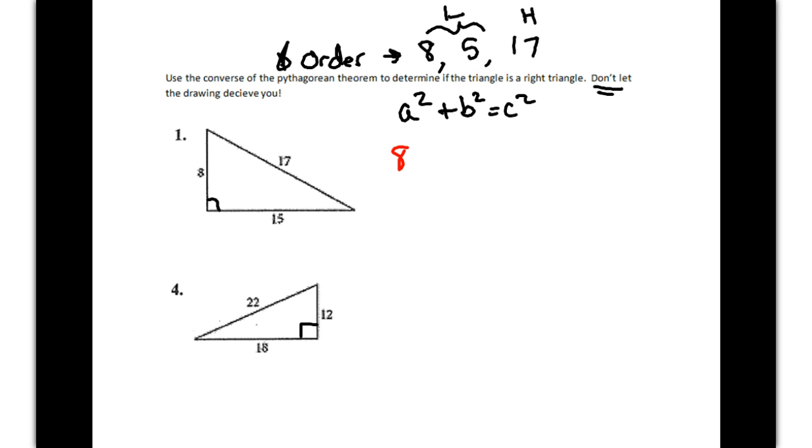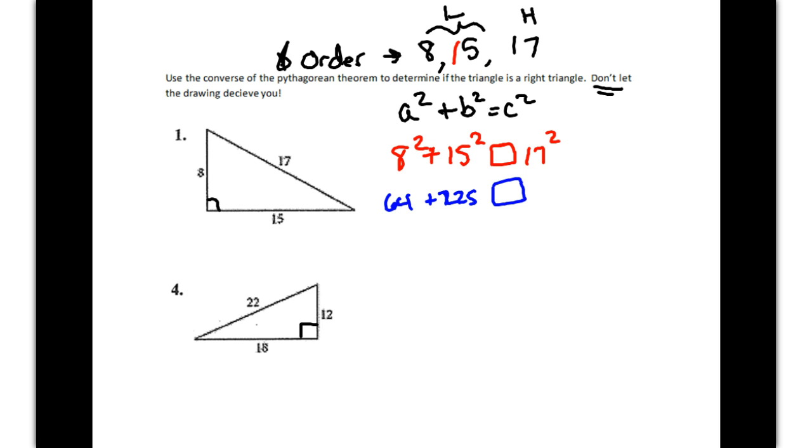So 8 and 15, sorry. 8 and 15 are going to go for A and B, and then 17, the longest side, is going to be C squared. And if you want to, there's a few different ways you can do it. You can put a little box in here if you want to, just to see we don't know that it's equal right now. Or you can put a little question mark above it. But if we actually multiply all this out here, 8 squared, 64. 15 squared is 225. And we want to see if that's equal to 17 squared.